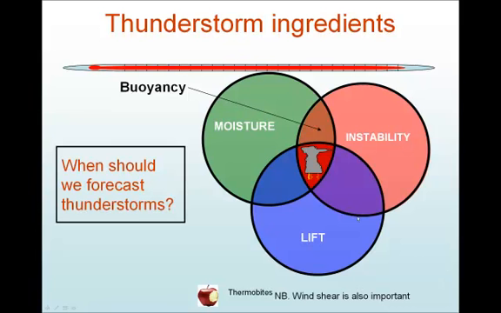In this video we're looking at the role that lift plays, that is surface-based forcing, in thunderstorm ingredients. You can see that thunderstorm forecasting is a tripod between sufficient moisture to realise cloud, instability to drive the development of convective cloud, and a lifting mechanism to help parcels of air reach their level of free convection. So this tells us when we should forecast thunderstorms, when all three of these things coincide.